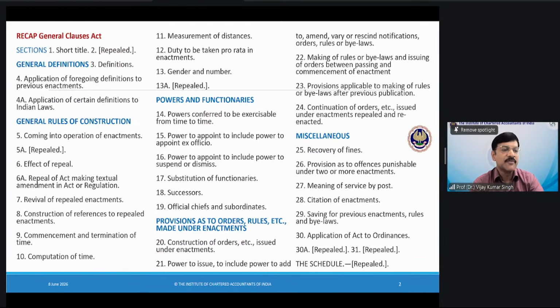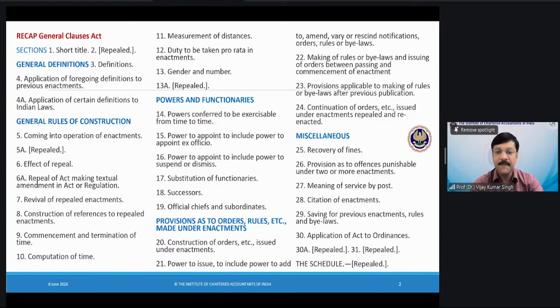If they have the power of appointment, they also have the power of removal. Whether they have a power they can exercise once or many times, such things have been talked about in powers and functionaries. Then we also saw the provisions with reference to orders, rules, and what happens if there is a repeal of those rules, how the repeal of laws works. These are the things we discussed in the provisions as to orders, rules, etc.